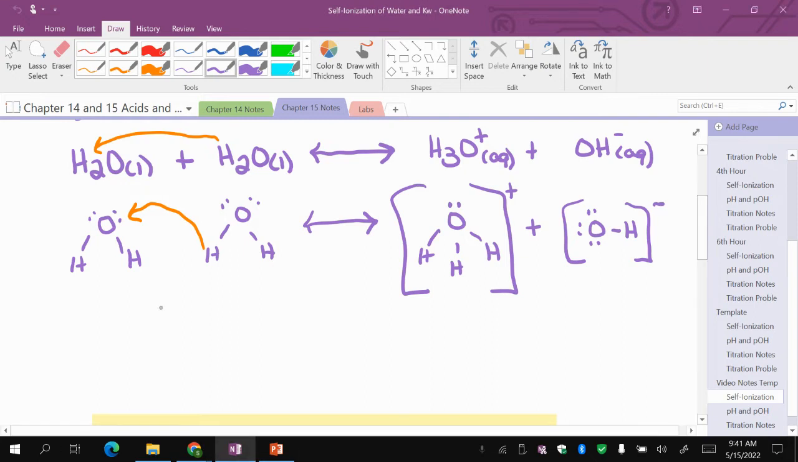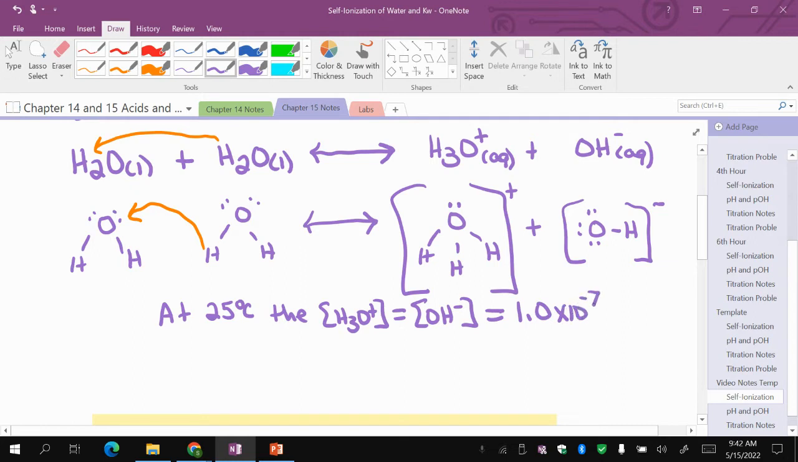And so at 25 degrees Celsius, the concentration of hydronium ions equals the concentration of hydroxide anions. And so they're both equal to 1.0 times 10 to the negative 7th molar. And so we can use this to come up with an equilibrium constant for water, which is the concentration of hydronium ions times the concentration of hydroxide ions, and Kw is equal to 1.0 times 10 to the negative 14.